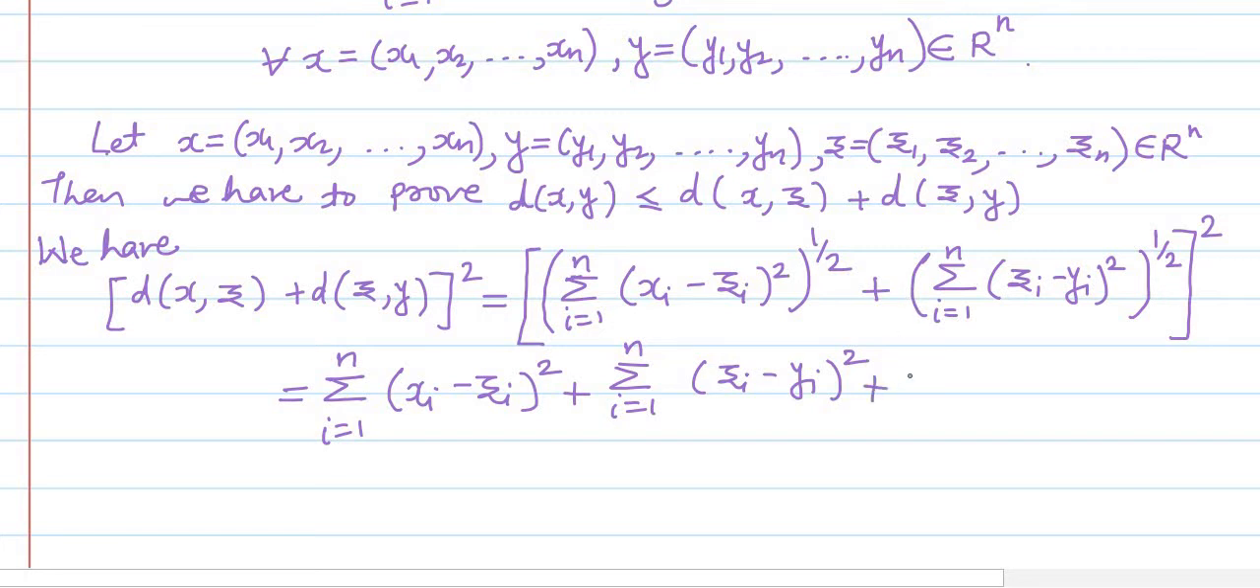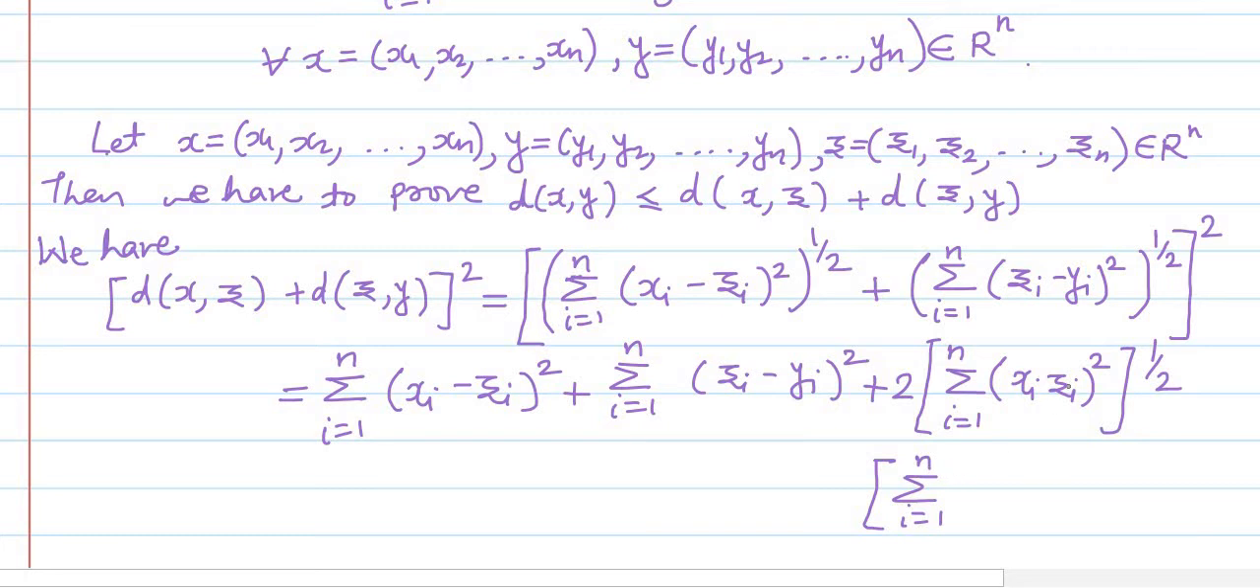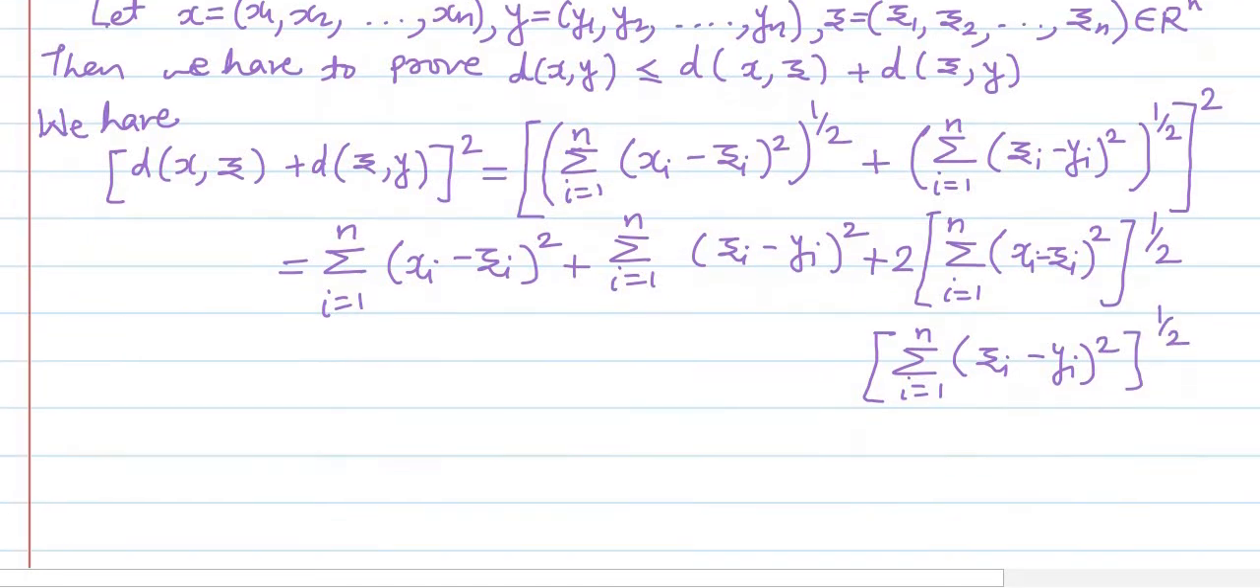And the middle term, which is the product of these two terms into 2, will be plus 2 times the summation over i equal to 1 to n of (xi minus zi) square, and this bracket raised to 1 by 2 power, into, in the product of this we have one more term, the summation over i equal to 1 to n of (zi minus yi) square, outer bracket raised to 1 by 2. Okay, so like such we have.